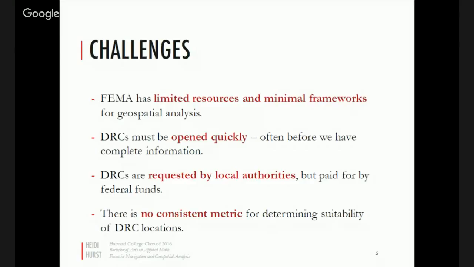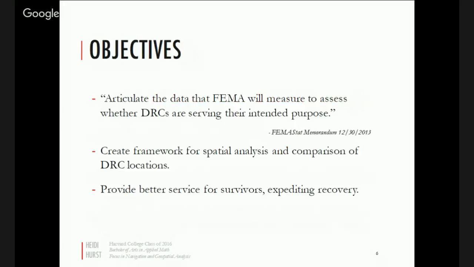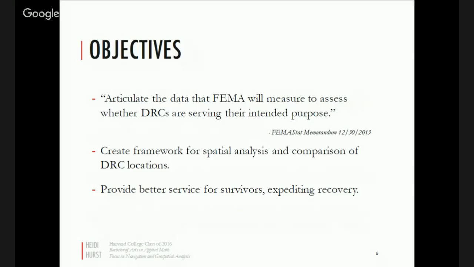So again, what's perhaps most important is the framework. So I found an old FEMA SAT memorandum saying that we're supposed to articulate the data that we'll measure to determine whether these are serving their intended purposes. I took that to mean the location and decided that my research had a very important mission. This is what I opened every one of my talks at FEMA with, because they were like, oh, this matters for that memorandum that we forgot about. Always good to find one of those.